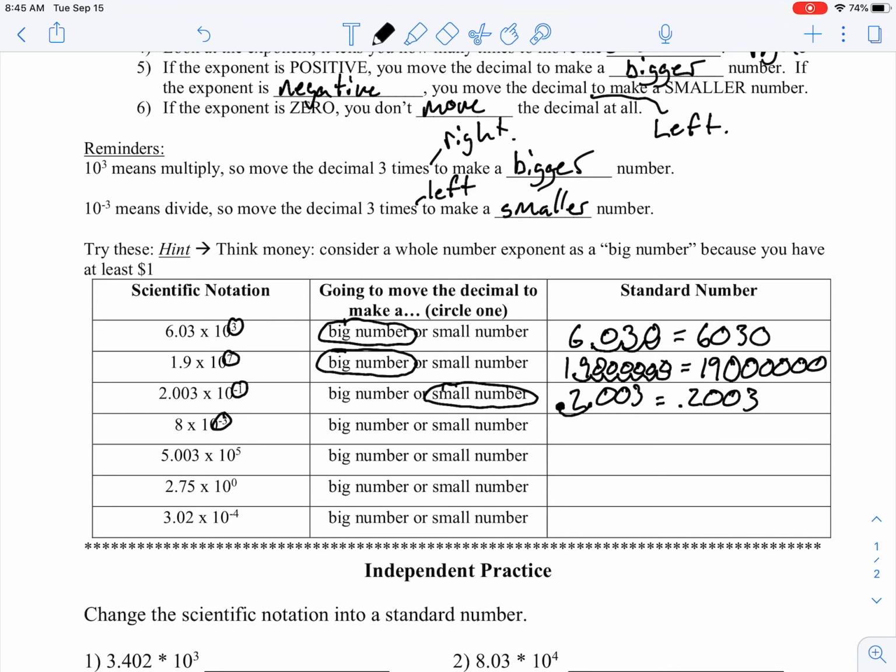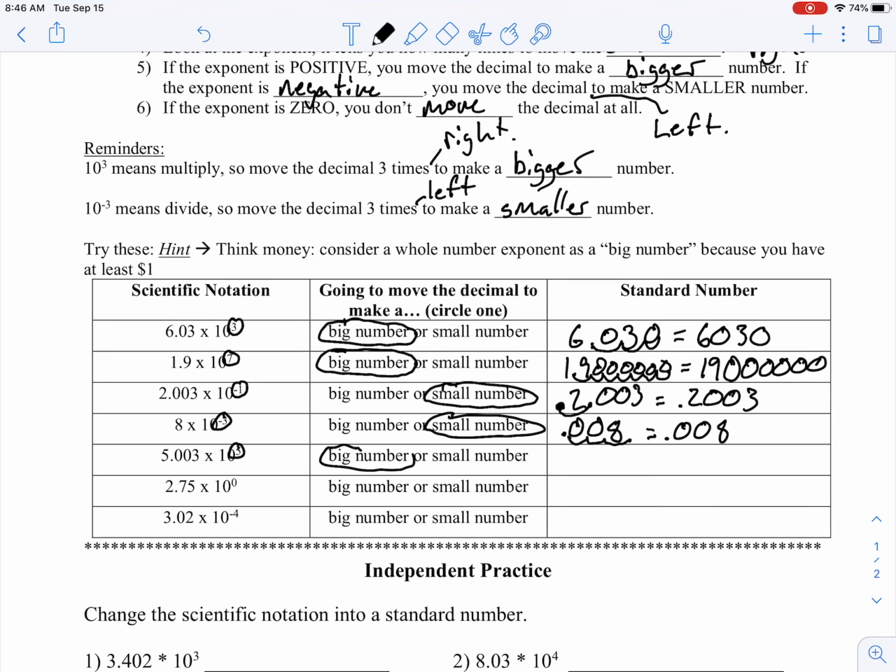And all we got to do is pay attention to that exponent there. If it's negative, we're moving our decimal place to the left that many times. So this will create a smaller number. So we start with our 8 and then move our decimal 3 times to the left. 1, 2, 3. Got to add our zeros there for placeholders, so this is 0.008.